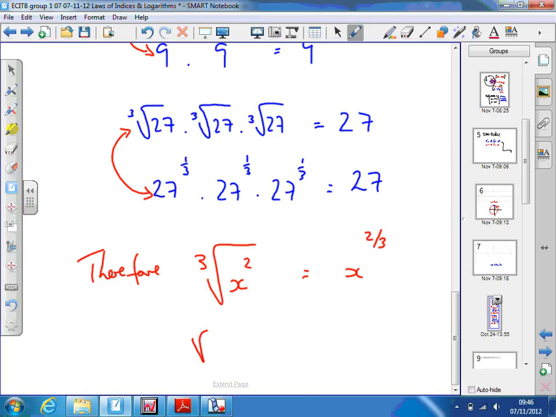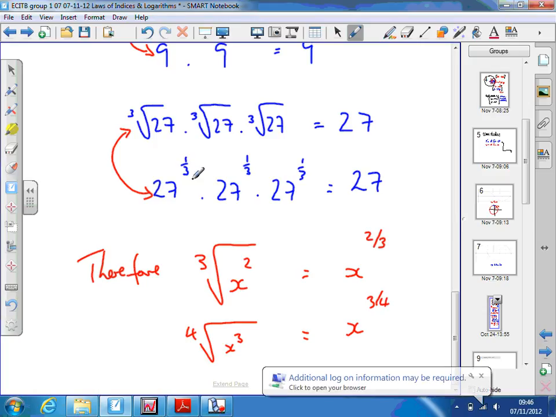How would I write, looking at one more example, the 4th root of x cubed? Yep. X to the 3/4. Exactly right. And that's the law. So all this explanation comes down to remembering this law.